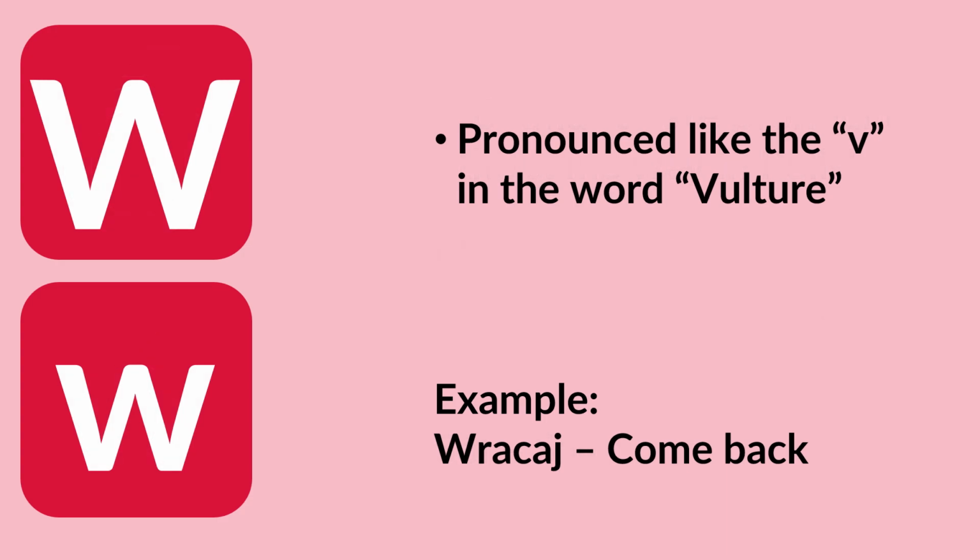There isn't any real difference between the pronunciation of the Polish W and an English V. Both letters in both languages sound the same. Therefore, the Polish W is pronounced like the V in the word vulture. An example of this letter being used in a word is wracaj, which means come back in English.